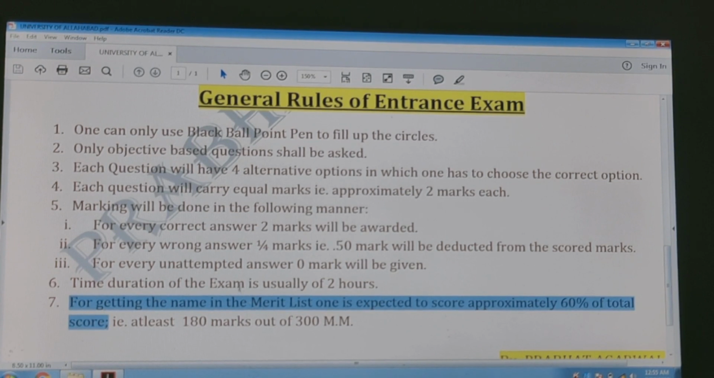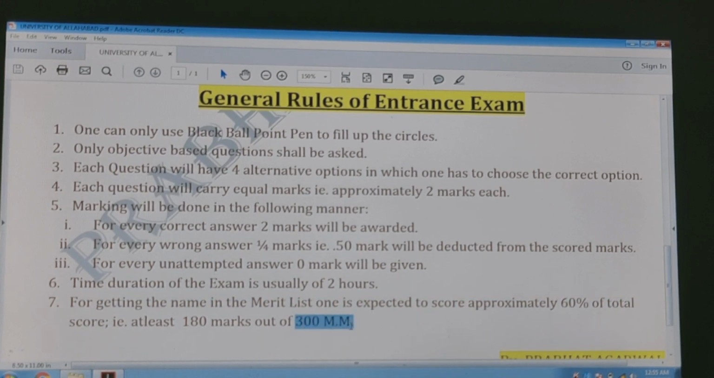Say for example, your entire paper is of 150 questions, and each question is of 2 marks. That makes it 300 as maximum marks. And out of the 300 maximum marks, you have to score at least 60% of the total score. That means 60% of 300 marks is approximately 180 marks. So if you are scoring 180 marks out of 300, that surely makes your name come in the merit list.